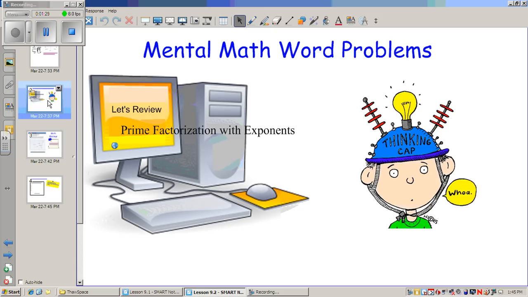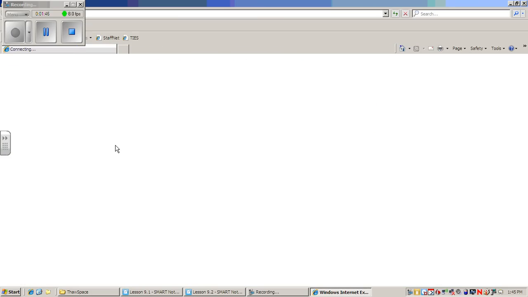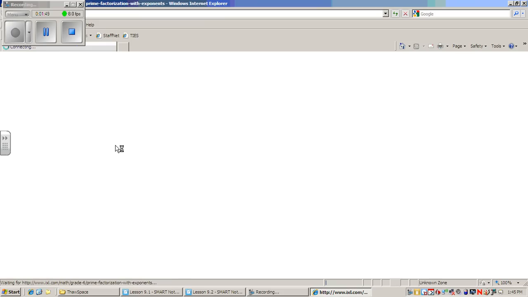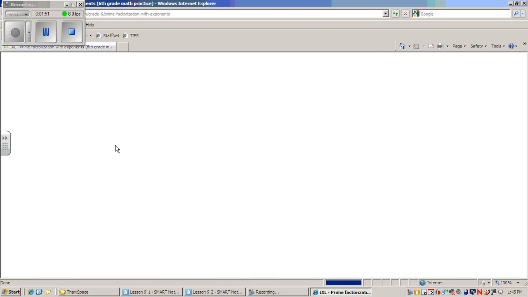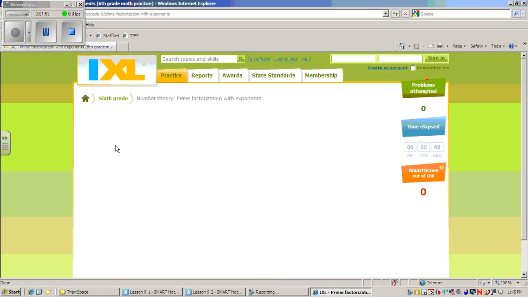All right, so our mental math today is a little warm-up. It's a little review of prime factorization with exponents. On our math box on Monday, 9.1, we talked about prime factorization. So I'm going to go there now, and I want you to take a look at this, as it's pretty important for you to do this practice.